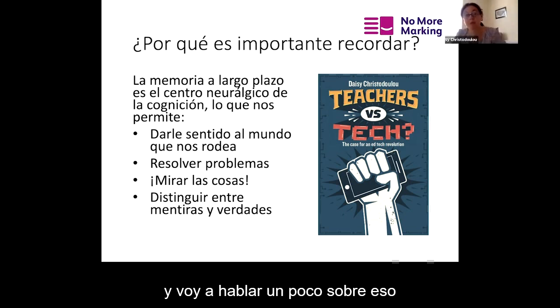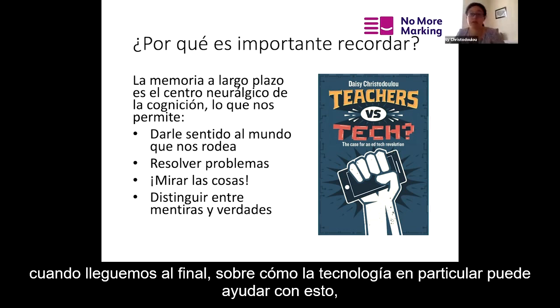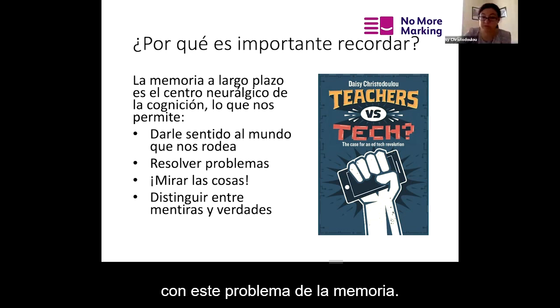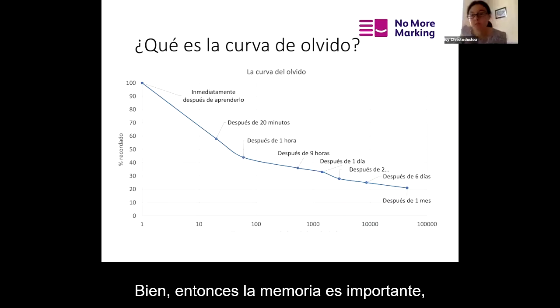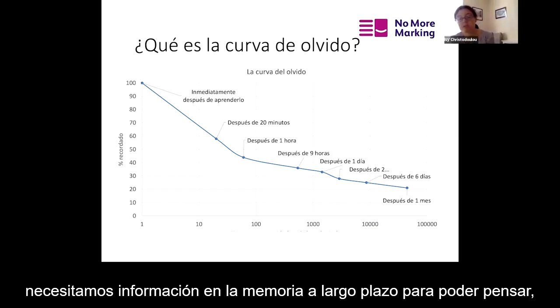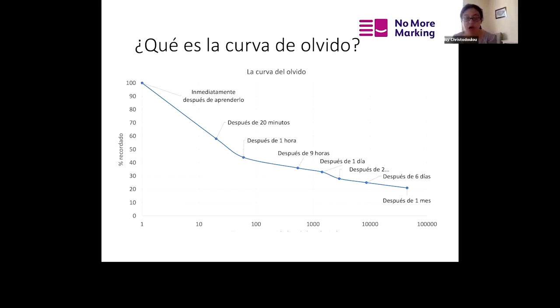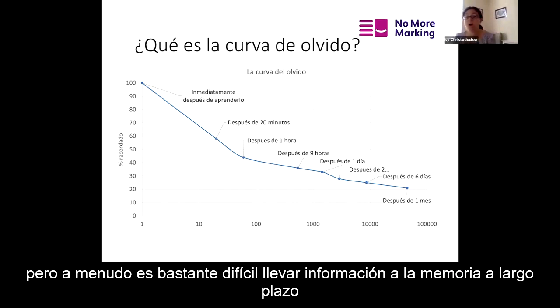And I'm going to talk about that a bit when we get to the end about how technology in particular can help with this issue of memory. Okay, so that's the first thing. Okay, so memory is important. We need information in long-term memory to be able to think. But often it's quite hard to get information into long-term memory.